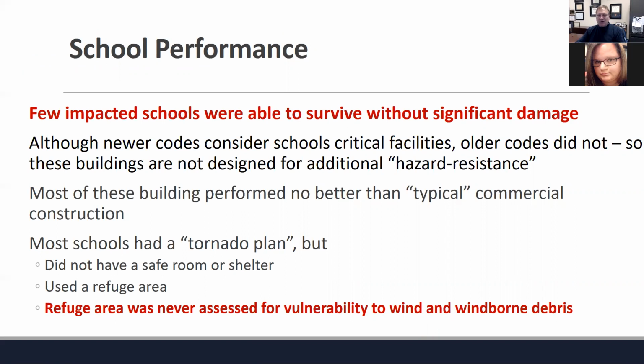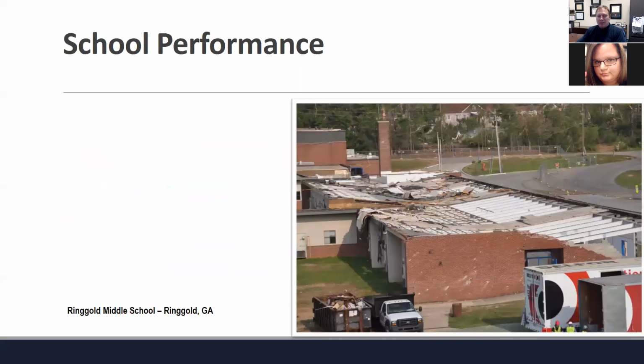Most schools have a tornado plan, but one of the things we found was most schools did not have a safe room or a safe shelter, which could certainly be problematic. Again, I've got both schools and industrial facilities that tell us that obviously that's a big problem.